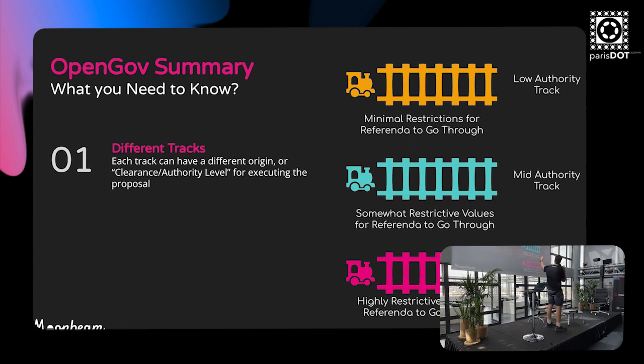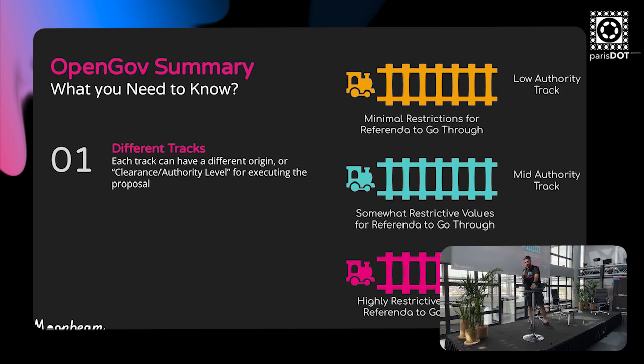Then you have other tracks that have, for example, mid-authority, in which the values for a referenda to go through are somewhat restrictive, but it doesn't have the same power, right? So if you try to do that in that track, it'll fail and say, hey, buddy, you don't have the power to do that. And then you have less restrictive tracks, in which a vote can go through with very minimal restrictions, but it can do very little, right? A lot of treasury things are done through there and so on.